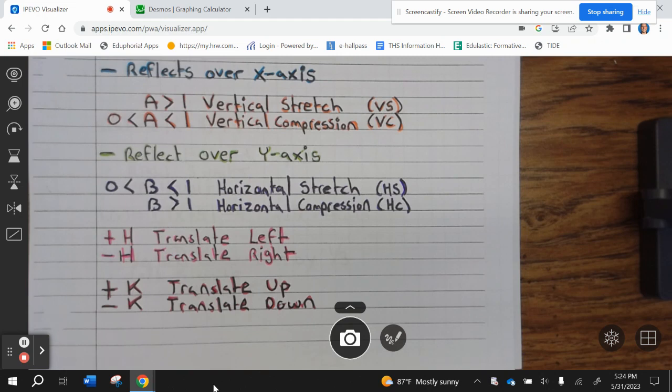When b is greater than 0 but less than 1, it's a horizontal stretch. When b is greater than 1, it's a horizontal compression. When it's plus h, it translates left. When it's minus h, it translates right. When it's plus k, it translates up. When it's minus k, it translates down.